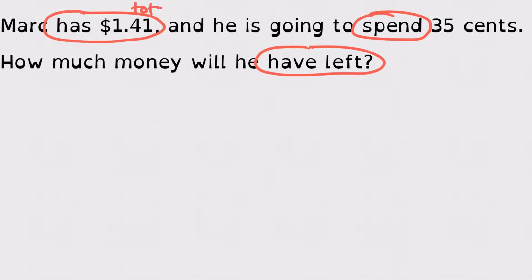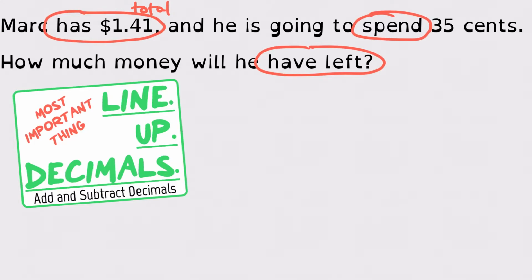So this is how much total money he has. So since we already know a total, it'll be subtraction instead of addition. And since this subtraction problem involves decimals, I need to make sure that I line up my decimals. So I'll start by copying down the $1.41, and you should be doing this on your paper as well.